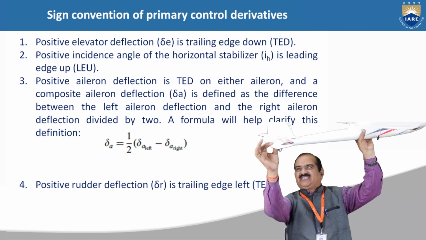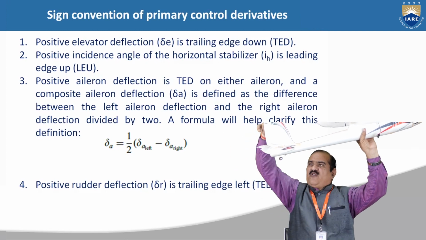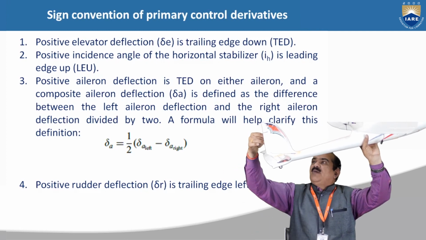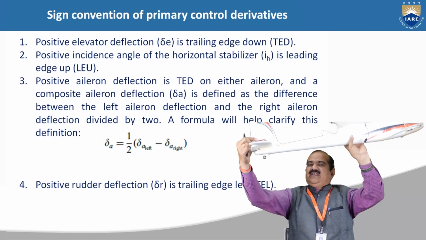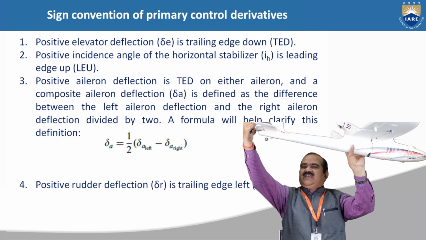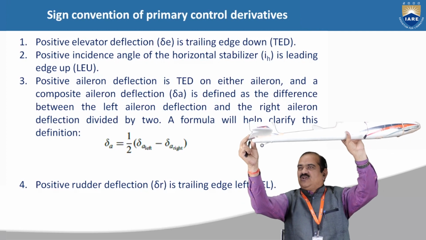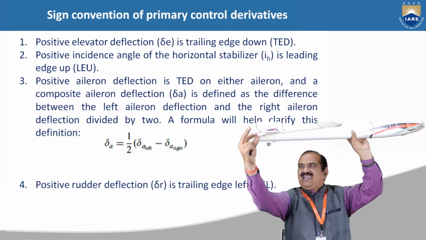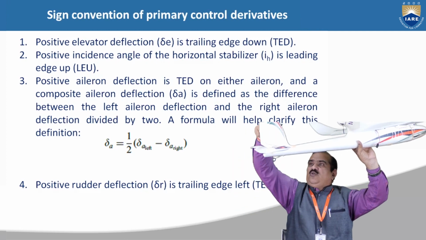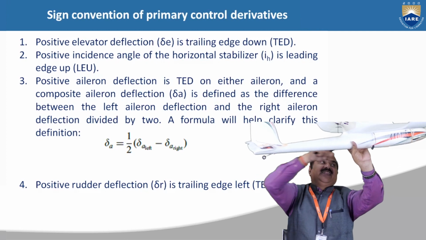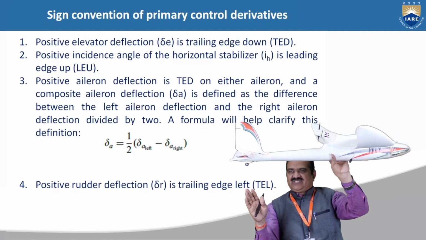So if you put it like this, what will happen? The angle of attack is increased, and the forces generated here will be more. So if the aircraft is flying like this, it will put the nose of the aircraft down. So positive elevator deflection is trailing edge down. When you put the trailing edge of the elevator down, it will try to pull up the backward side and the nose will go down. So this is called the positive elevator deflection.